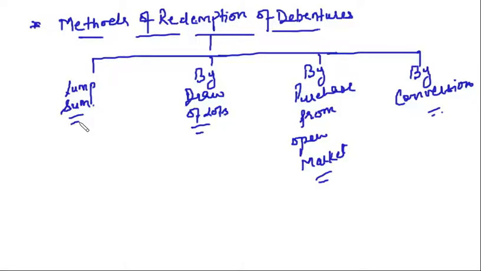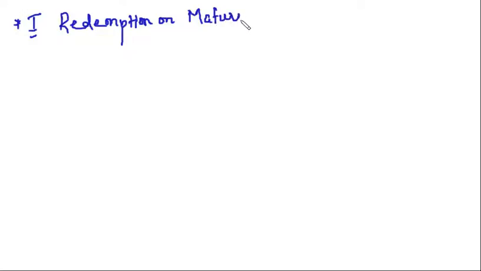The first is lump sum payment. Second is by draw of lots. Third is by purchase from open market. And the last one is by conversion. Right? So now first we will be starting with redemption of debentures on maturity in lump sum.